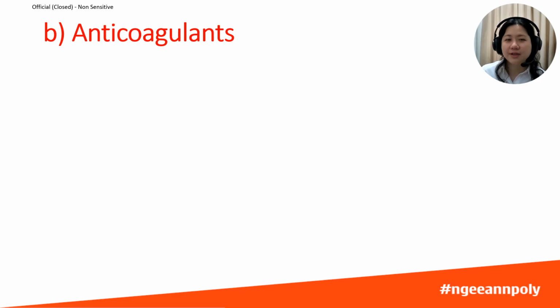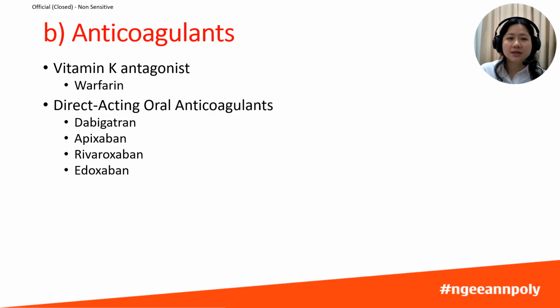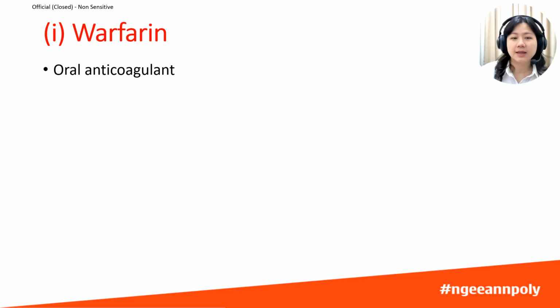There are many different anticoagulants available as injectable or oral medications. The oral anticoagulants were represented by one drug, warfarin, for over 50 years. Now, the newer direct-acting oral anticoagulants are also available. Heparins are parenteral, which means injectable medications. Let's first look at warfarin, which is the oldest oral anticoagulant.